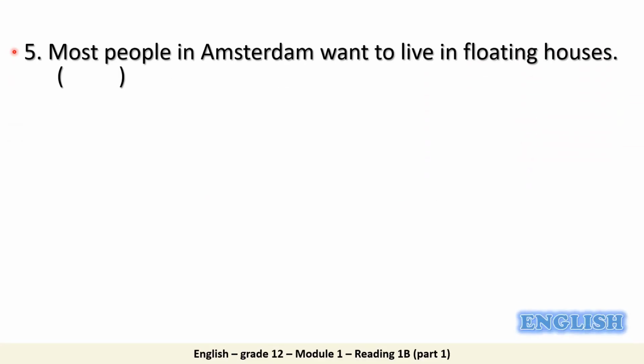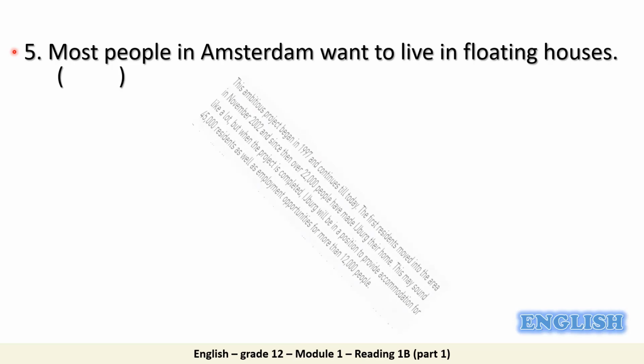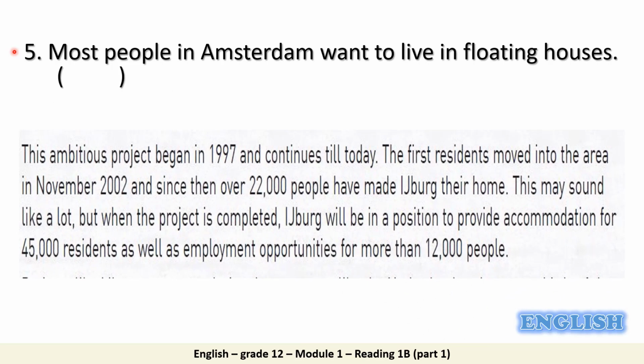This is question 5, and it has to do with text C. It goes like, most people in Amsterdam want to live in floating houses. And if you read text C, you won't find anything that has the same meaning as this statement. So this statement is excellent. It is not mentioned.